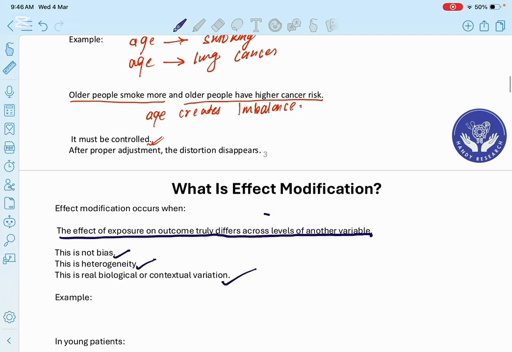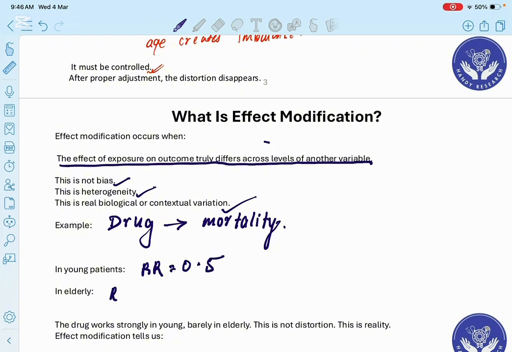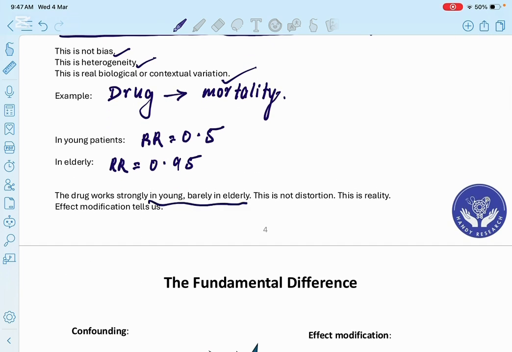Let's take an example: a drug leads to reduced mortality. Now in younger patients, let's suppose the risk ratio is equal to 0.5, and in elderly the risk ratio is equal to 0.95. These are imaginary values. The drug works strongly in young and barely in elderly. But this is not distortion. This is reality, because effect modification tells us for whom does this exposure work best.